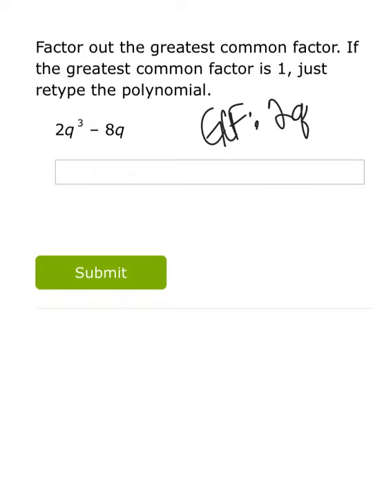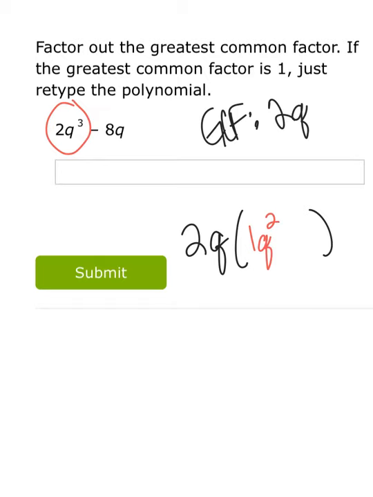Alright, so now let's start factoring it out. If 2q is my greatest common factor, I can divide it out of each term. So let's start with this first term, 2q to the third power. So I'm going to divide it by 2q. Well, I know that 2 divided by 2 is just 1. And q to the third divided by q would be q squared. Okay, think of it this way. If I have 3 q's and I'm factoring one of them out, that would just leave me with 2 q's.